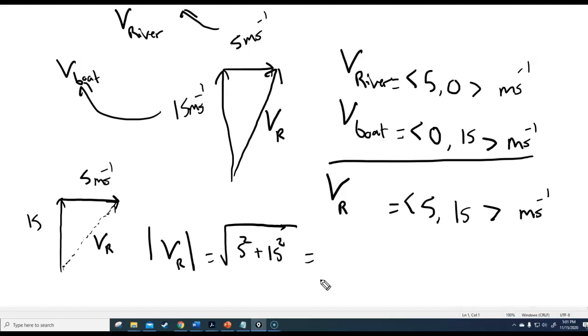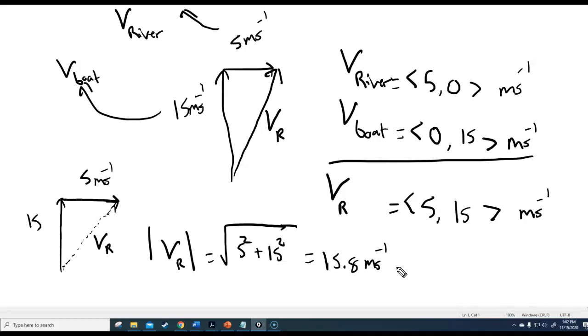Okay, so 5 squared plus 15 squared, square root, is about 15.8 meters per second. So the magnitude of the resultant velocity is 15.8 meters per second. Which is interesting because notice that even though the boat itself can only travel 15 meters per second, it's actually sped up a little bit by the river.